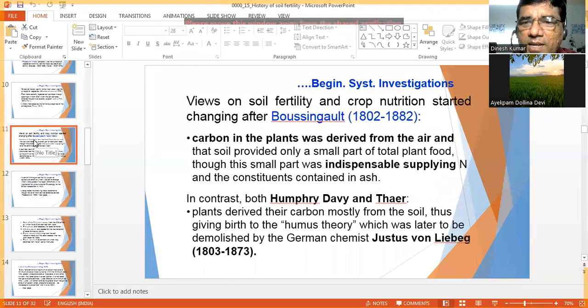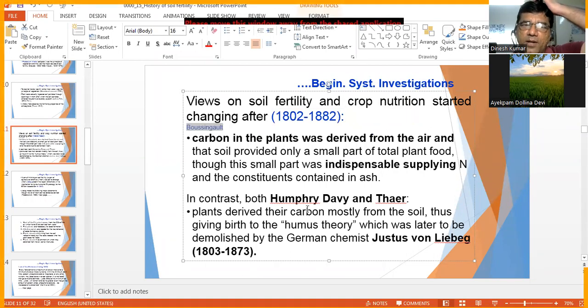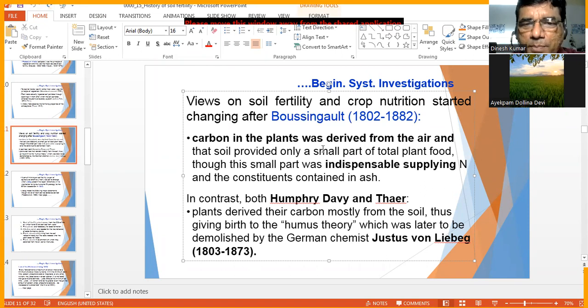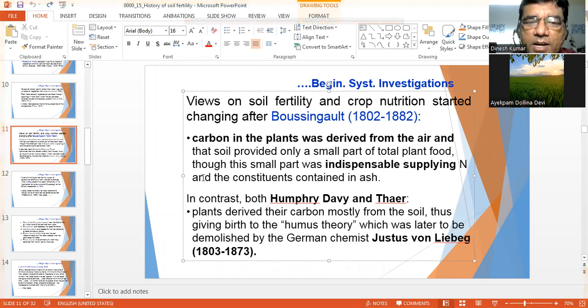Views on soil fertility and crop nutrition started changing after Boussingault. Boussingault's contributions were important. What he said was that carbon in plants was derived from the air, and that soil provided only a small part of total plant food. Though this small part was indispensable, supplying nitrogen and the constituents contained in the ash.